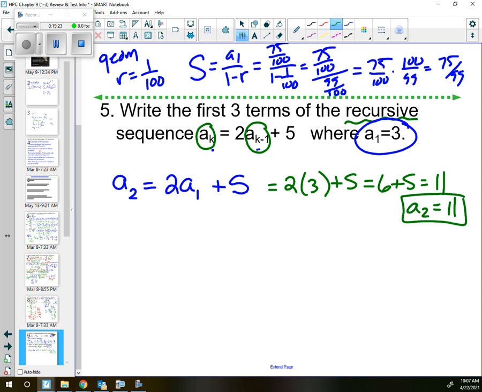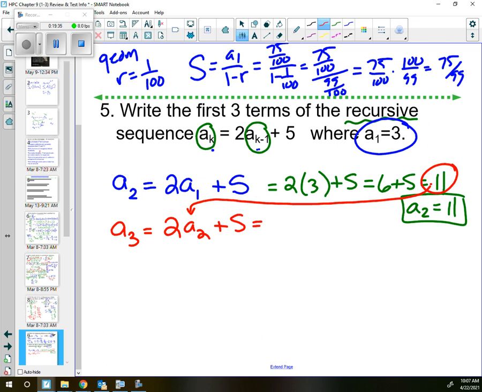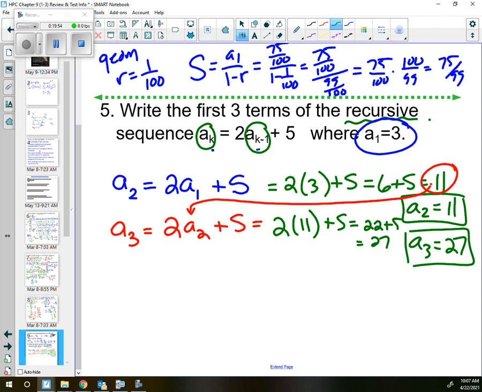All right, well, how am I going to find a sub 3? Well, the third term in the sequence is taking 2 times a sub 2 and then adding 5. So you're taking the answer from the previous and plugging it in to calculate the next one. You're always using the previous term. So that would be 2 times 11, the second term, plus 5. So 22 plus 5 looks like 27. So a sub 3 would be 27. Now it says the first 3 terms, so we're good, right? We have the first term is 3, the second term is 11, and then 27.